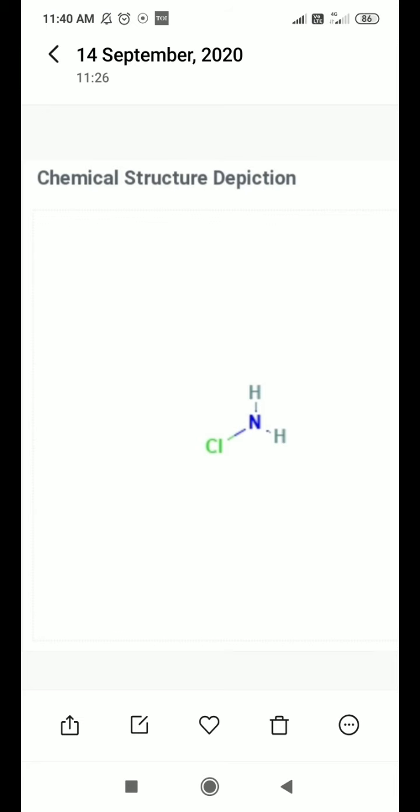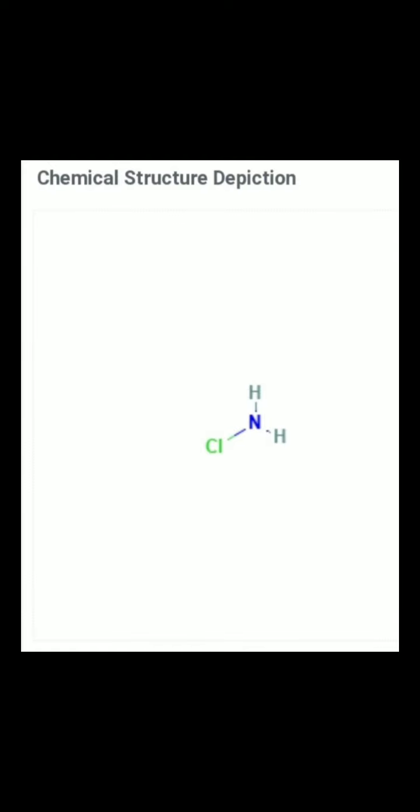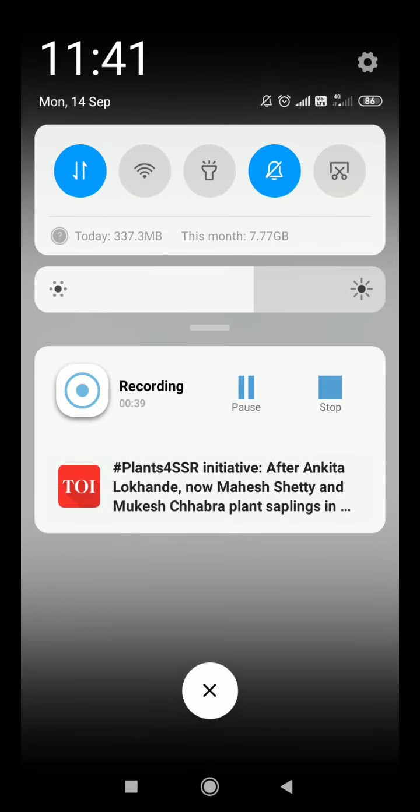This is the structure of chloramine, indicated in blue color. This is the nitrogen atom. The hydrogen atom is represented in which color? White color. Whereas the chlorine atom is represented in green color. Okay. Now this is the chloramine structure, and this is the stick and ball model of chloramine.